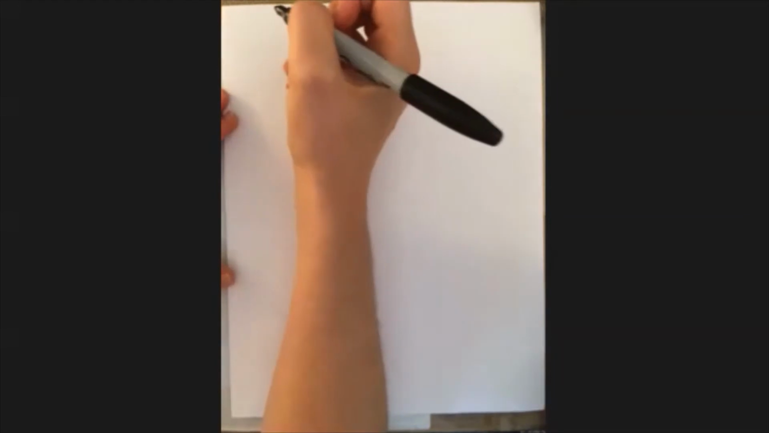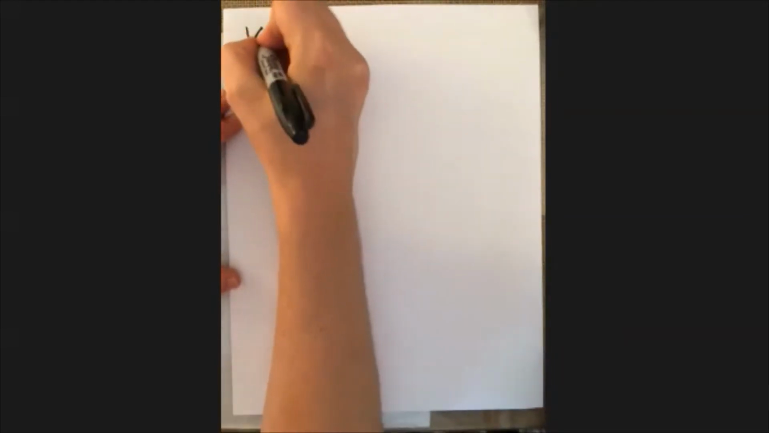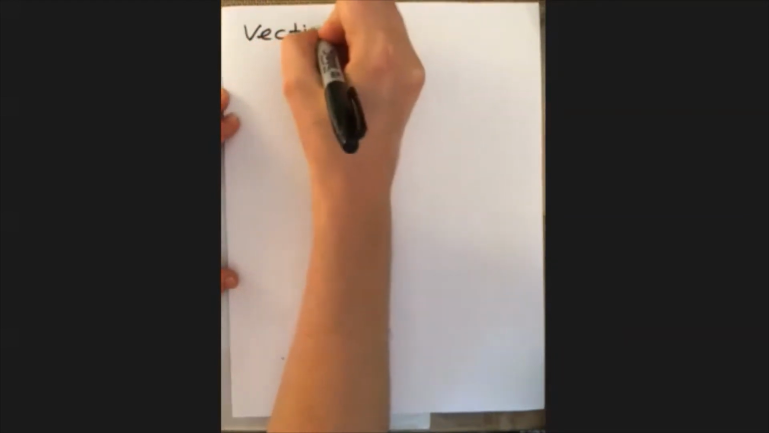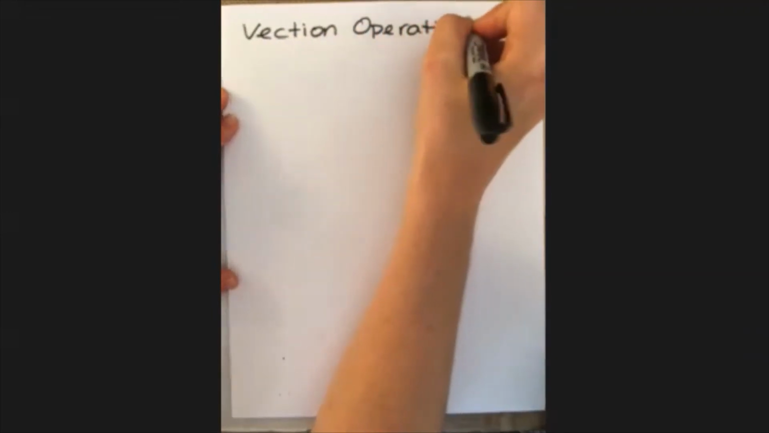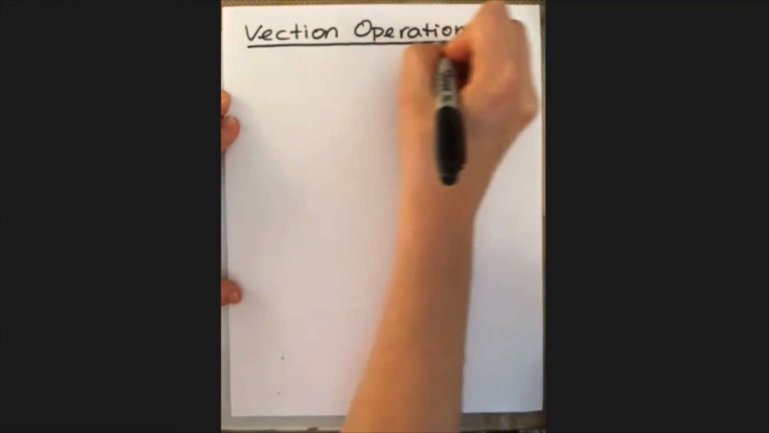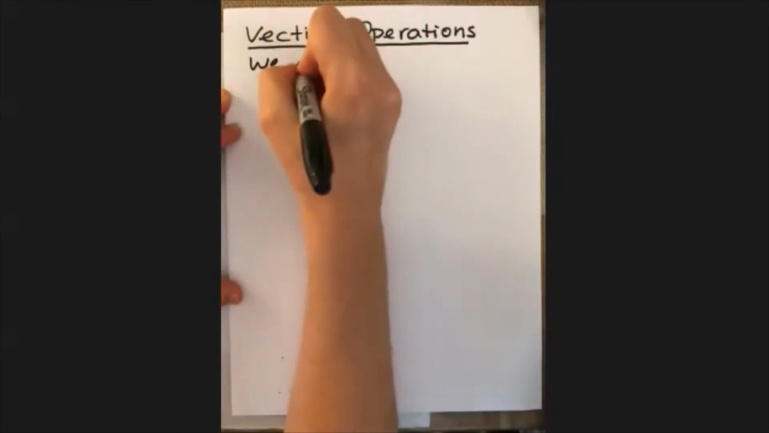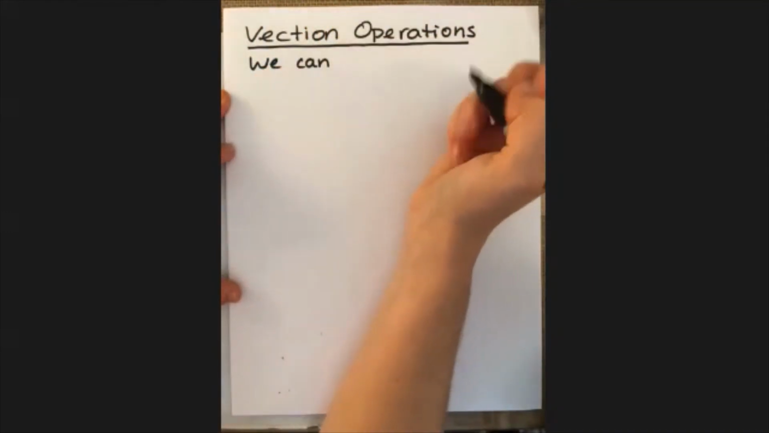Now, what else can we do with vectors? Well, there are a lot of operations that we can apply, and the three that we're going to talk about today are addition, subtraction, and scalar multiplication. And we're going to start with doing this in component form.